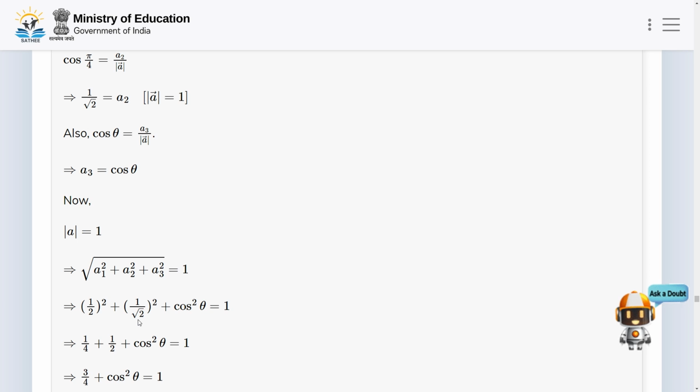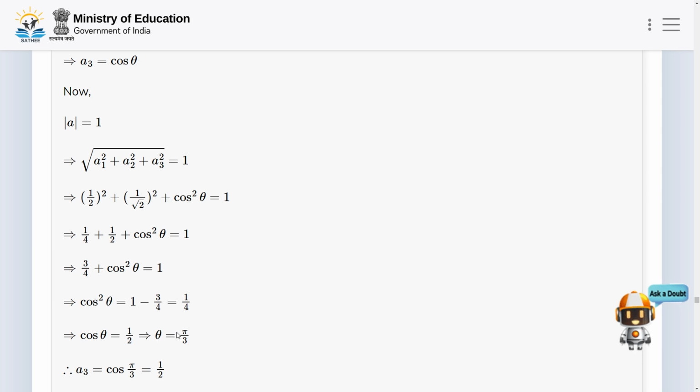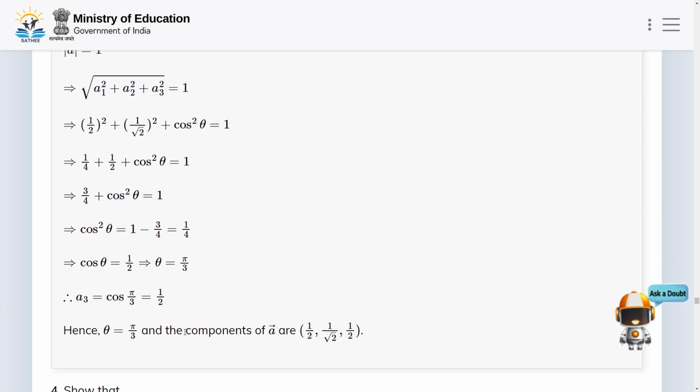After squaring both sides, you will get 1 by 4 plus 1 by 2 plus cos square theta is equal to 1. Solve it. You will have cos theta equal to half. This means theta must be pi by 3. So your A3 will be 1 by 2. This means your components will be 1 by 2, 1 by root 2 and 1 by 2.